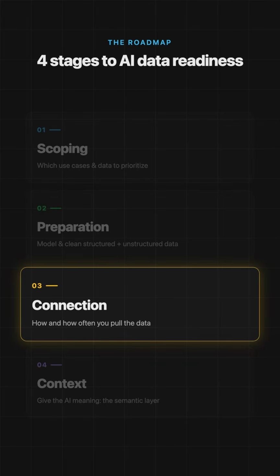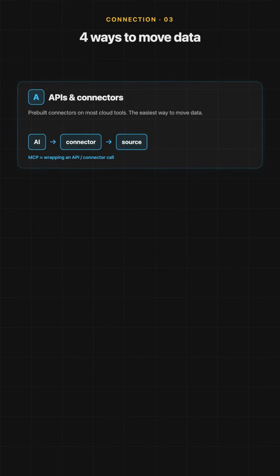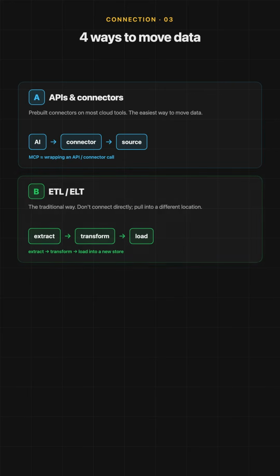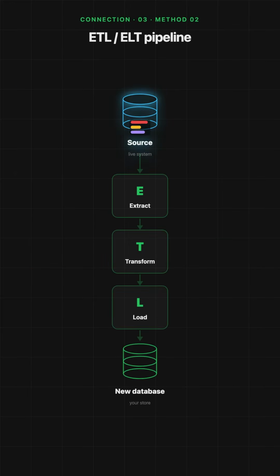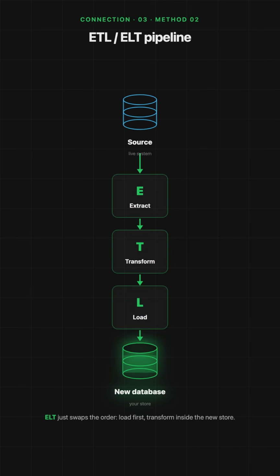There's only really a couple of ways to actually connect to data sources. First is any API and connectors. So most cloud tools have some pre-built connector around it. Next is ETL or ELT pipelines. And here you extract it from the source, you transform it into any consistent format that you would like to have, and then you load it into this new database that you might need.